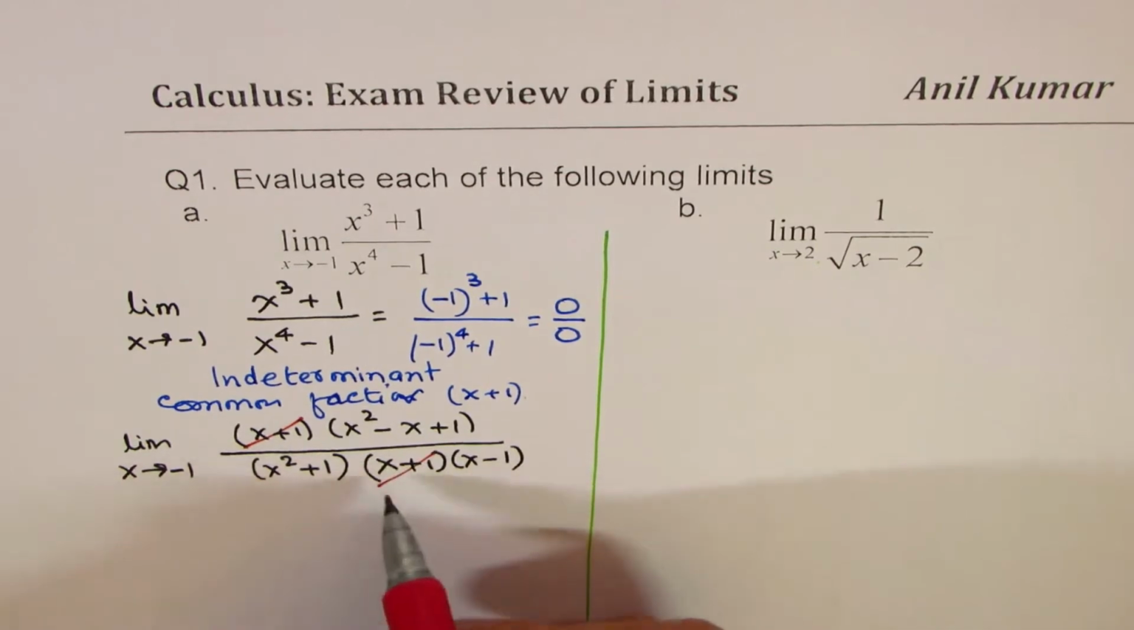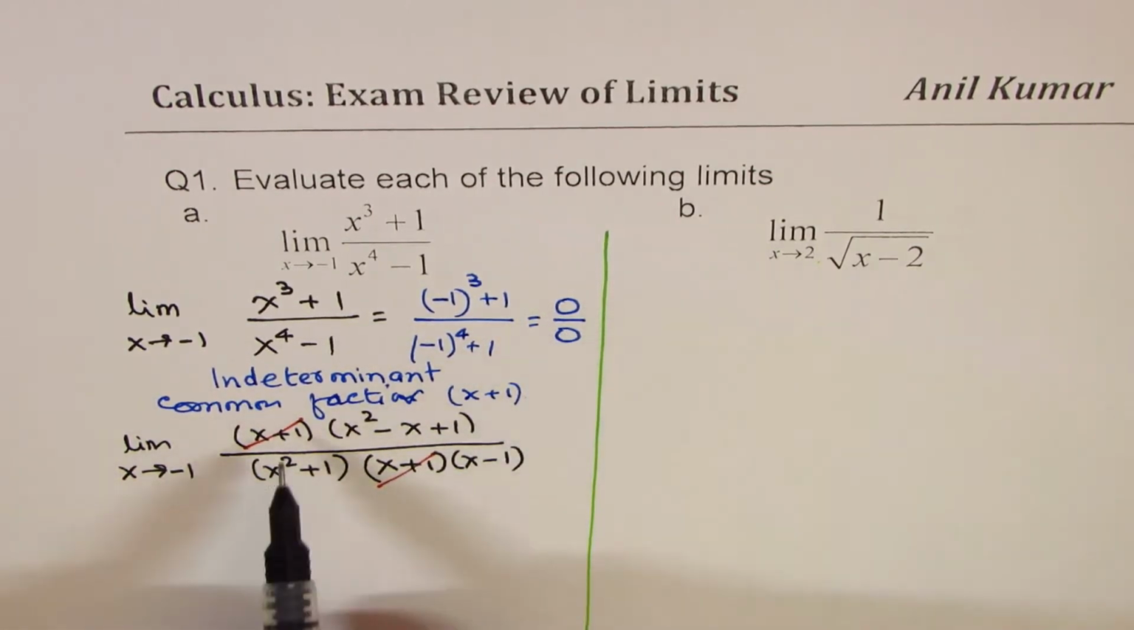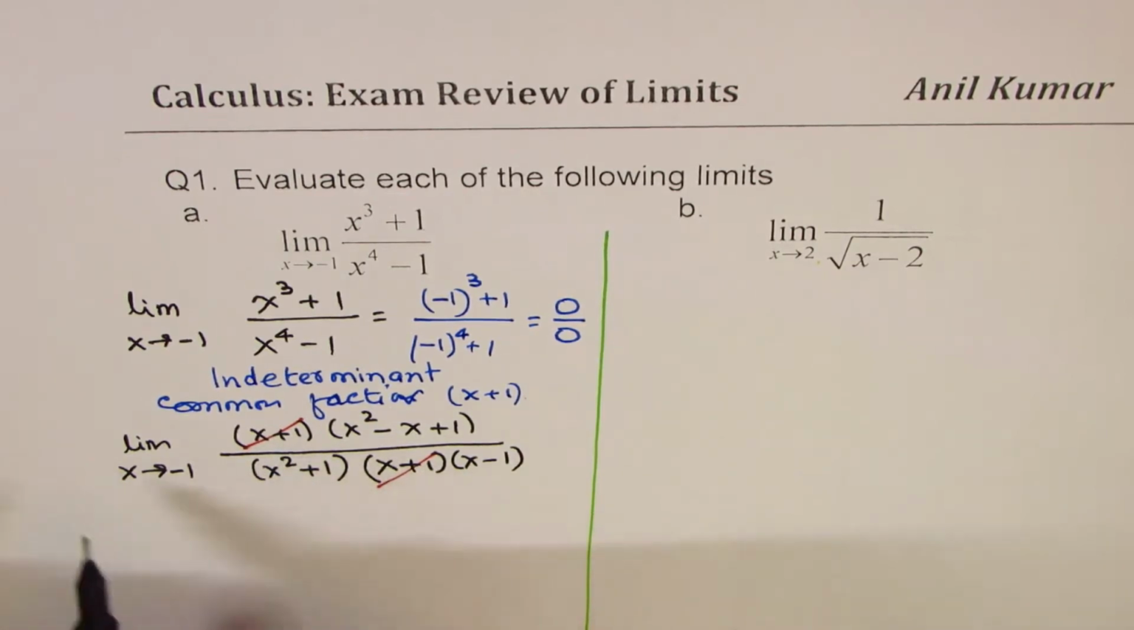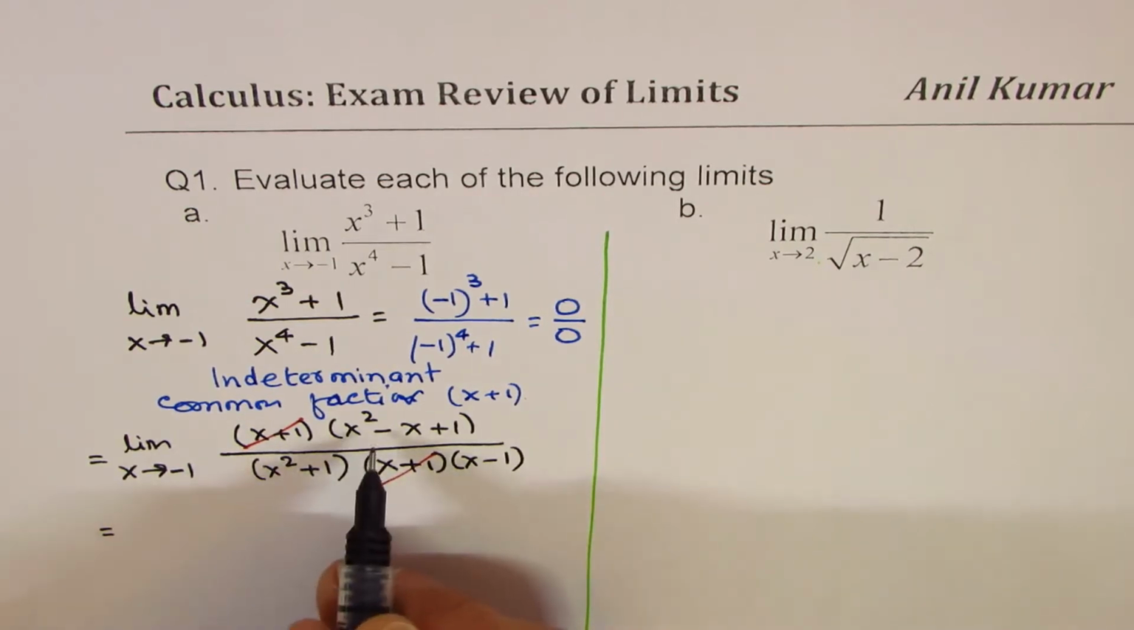Now you could cancel this common factor, correct? This 0 resulted because of this common factor. You get the idea, right? So once we cancel, we can substitute -1 and evaluate the answer.